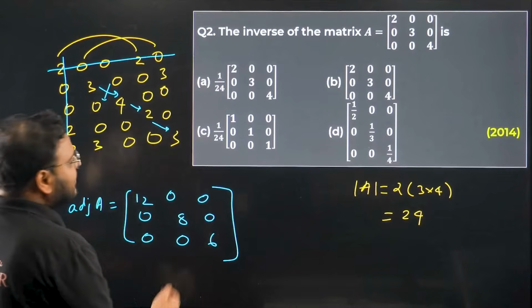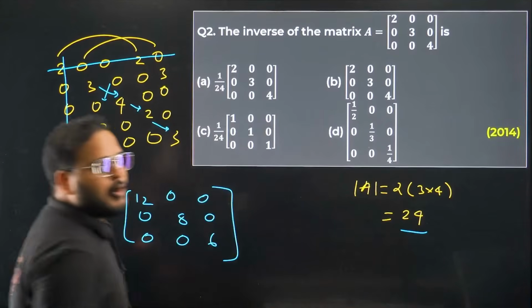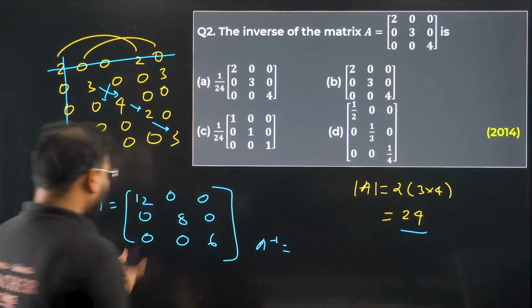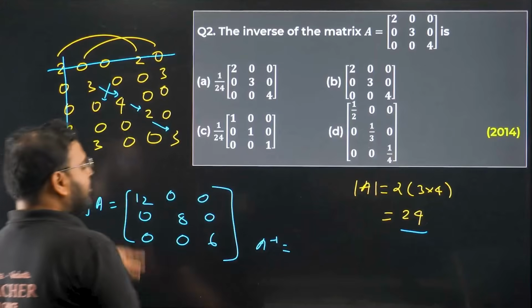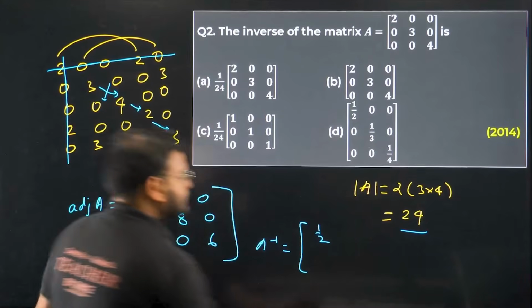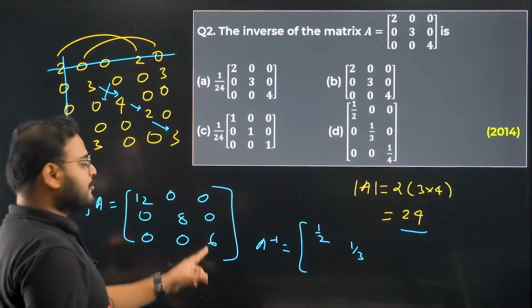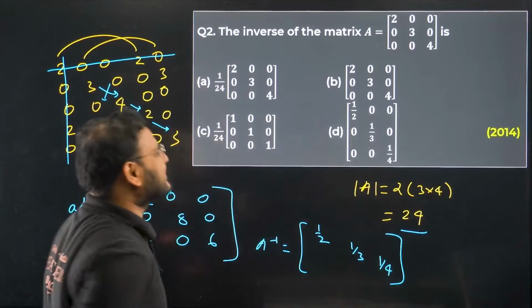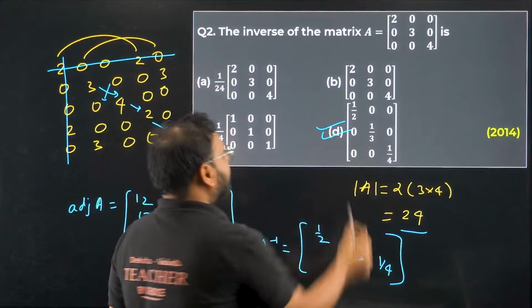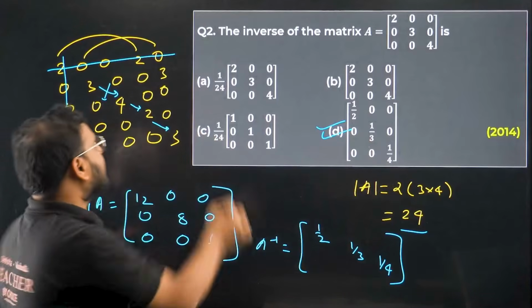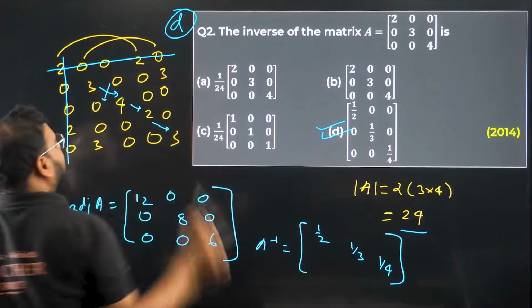Okay, divide that by 24. So inverse will be basically dividing this by 24, right? I get 12 by 24. How much is that? 1 by 2. 8 by 24. How much is that? 1 by 3. 6 by 24. How much is that? 1 by 4. You can see option D is correct, sir. Even after doing the first term 1 by 2, you can see option D is the only suitable option. Pick here. Option D is the right answer.